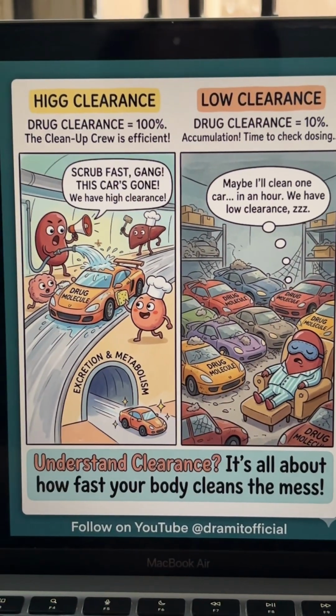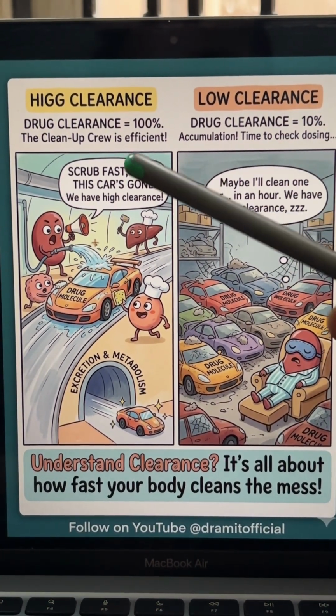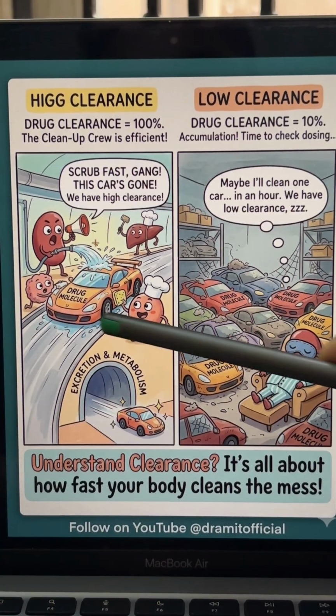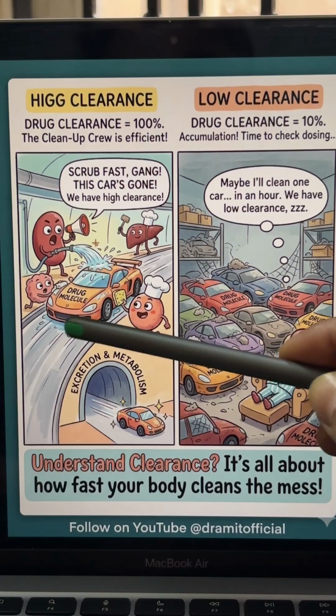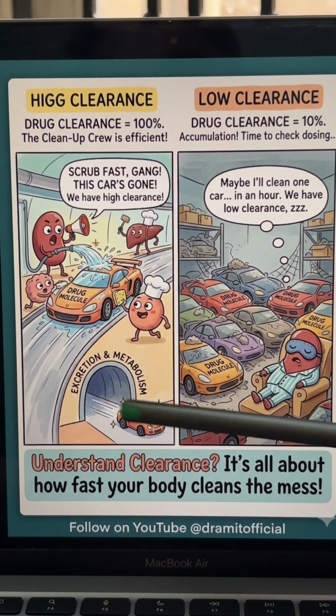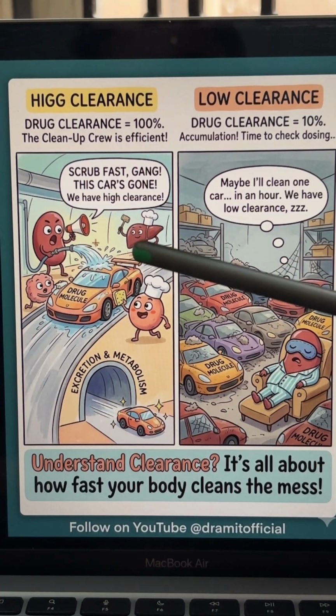Now let's talk about this figure. Suppose a drug has high clearance. Then all the organs like the liver and others are working fast, so drug metabolism and excretion rate will be fast, and they can clear the drug very fast from the body. Everyone is active over here.